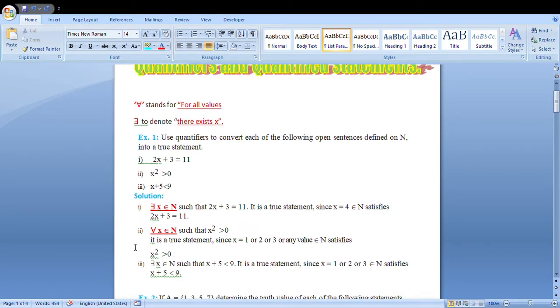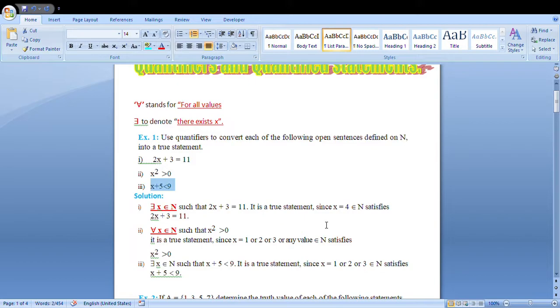Now let us consider example number 3. x plus 5 less than 9. Shift 5 to the right hand side. So x is less than 9 minus 5. That means x is less than 4. So that means the value of x should be 1 or 2 or 3.